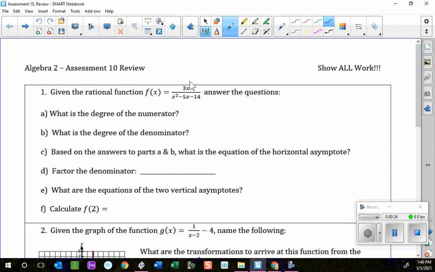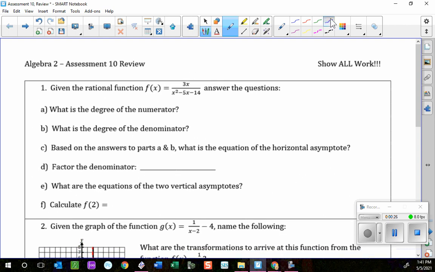All right, so this numerator here is 3x. The degree of that is 1 because it's 3x to the first power. What's the degree of the denominator? The degree is the highest power, remember, so I'm going to look here, so the degree is 2. And because of this, this is why our horizontal asymptote is y equals 0.